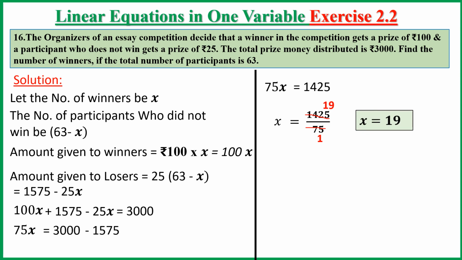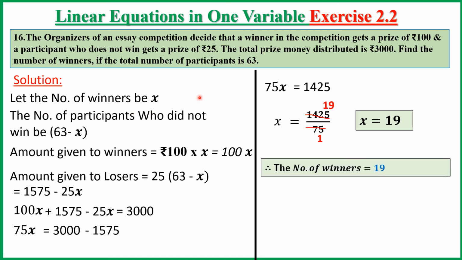So we have found the value of x. What is x? x is the number of winners. That is the question asked. So therefore the number of winners is equal to 19.